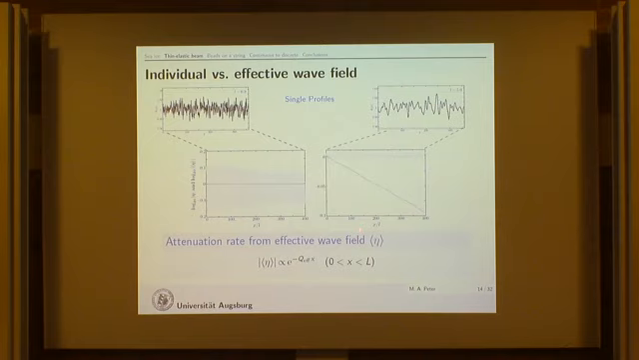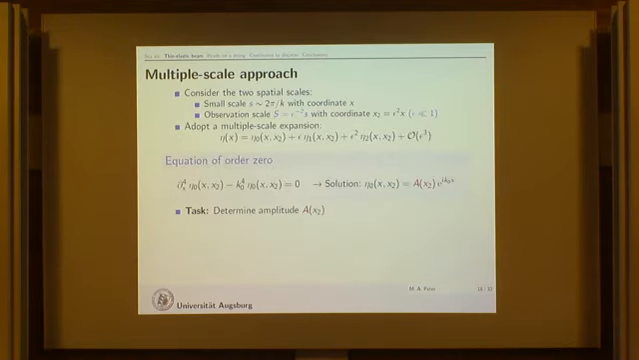Yeah. What's the cross? The crosses are for each realization. This is just one realization, right? But I do that for each realization. I compute the attenuation rate of this wave field. That gives me 1,500 attenuation rates. I average those, and this is the crosses I plotted here.